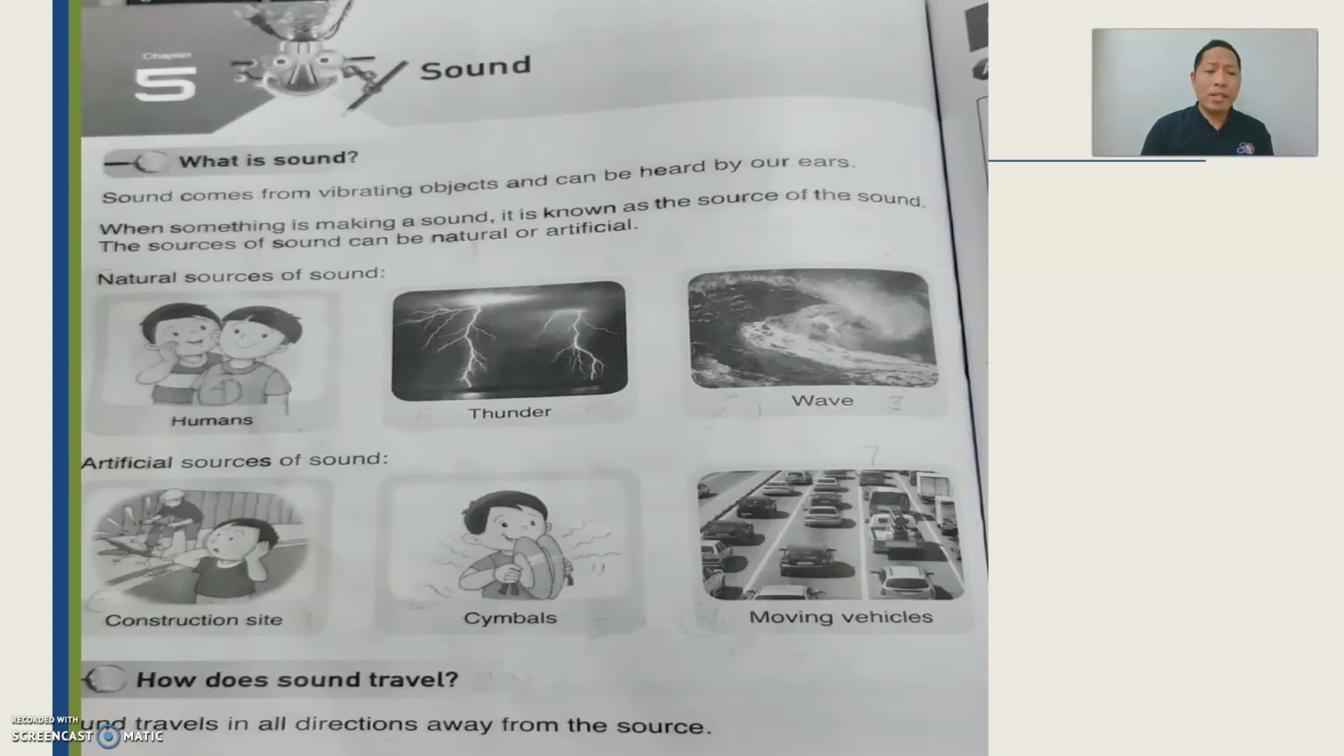So how does sound travel? How does sound travel? By all direction. If the sound is from here, it goes to all direction, whether forward, sideward, downward, or backward. Wherever they go, they call it sound travel.